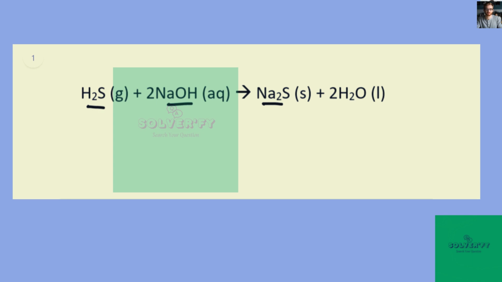We have to find out how many grams of sodium sulfide are present, assuming that the percent yield of the reaction is 92%. So what we have to do first is find out the number of moles of 1.25 gram of H2S and 2 gram of sodium hydroxide. And from there we'll have to find out how many moles of sodium sulfide will be produced in theory, or what is the theoretical yield of sodium sulfide, and from there we'll find the actual yield of sodium sulfide.